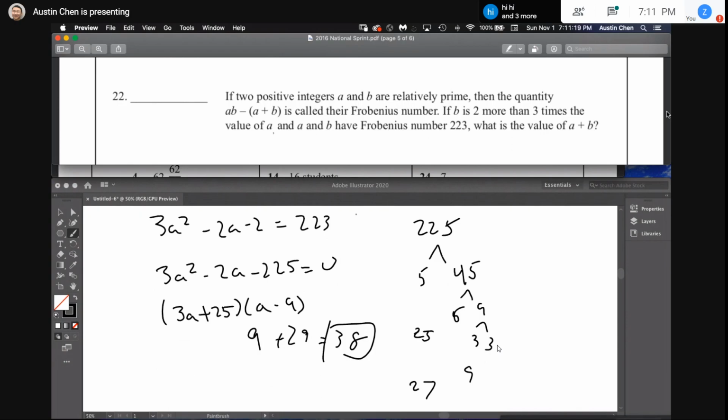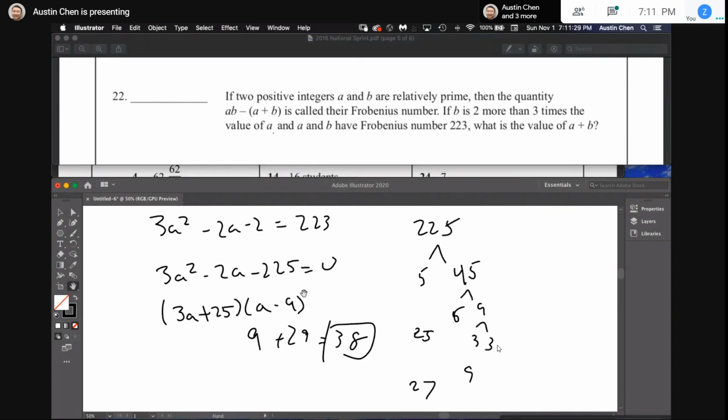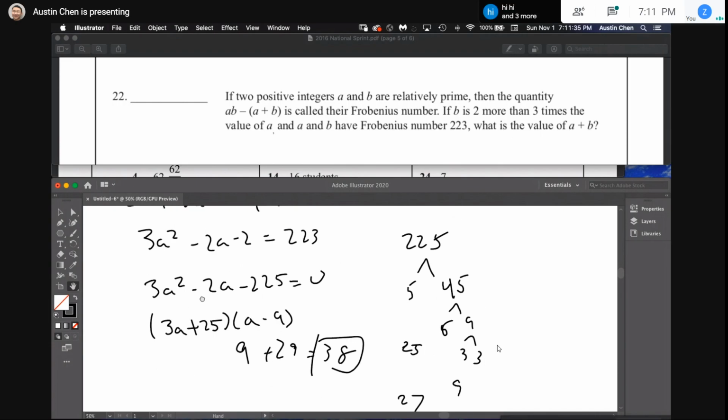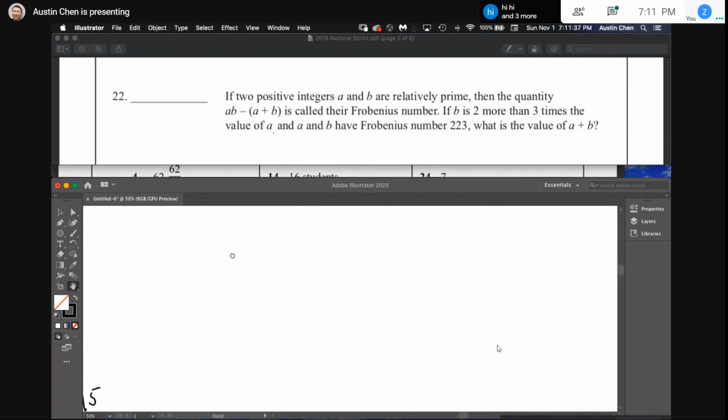Yeah, this one is pretty easy. Anything you want to say there, Bill? Okay, this one, there's not really anything. You just plug it in. All right.